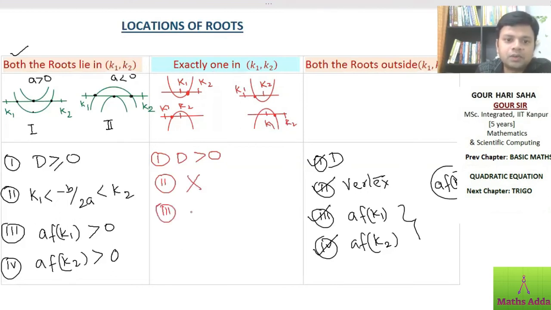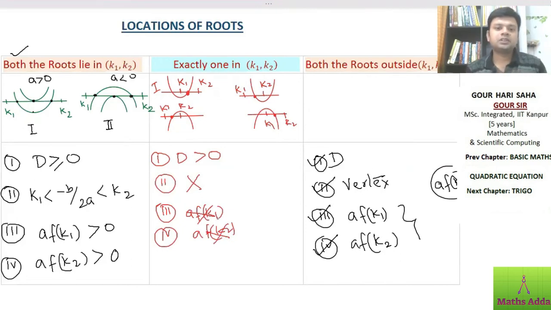Third one is, what is A F K1? In the first figure, A into F K1 is negative. Second, A into F K1 positive. Here it is A into F K1. See, F K1 is positive, A is negative, negative. And here A F K2 is negative. So this means A F K1 is not able to say anything. Same way A F K2 is not able to say anything, right? You check it. So this means only one condition till now, D greater than 0.